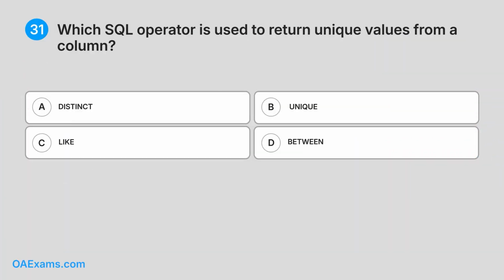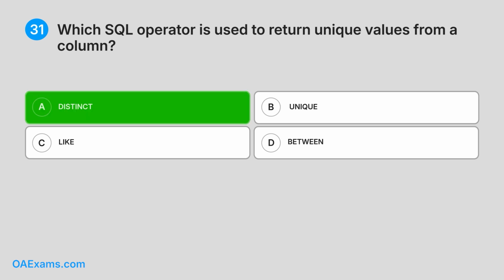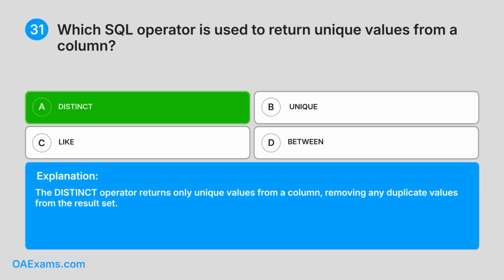31. Which SQL operator is used to return unique values from a column? A. Distinct. B. Unique. C. Like. D. Between. What do you think is the answer? Correct answer. A. Distinct. Explanation. The distinct operator returns only unique values from a column, removing any duplicate values from the result set.